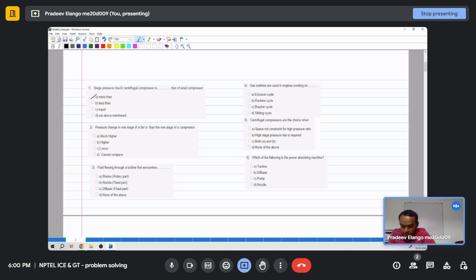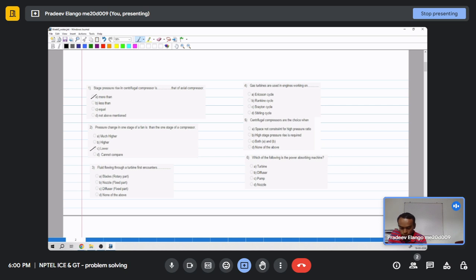Pressure change in one stage of a fan is a dash than the one stage of a compressor. So pressure change of a fan will be lower than the one stage of a compressor. Option is lower, C.